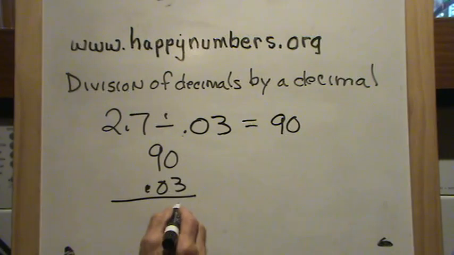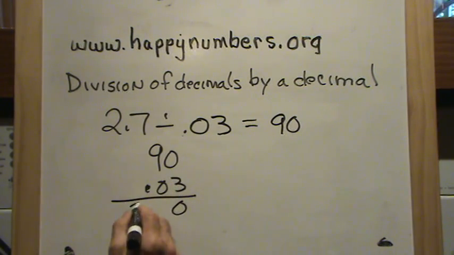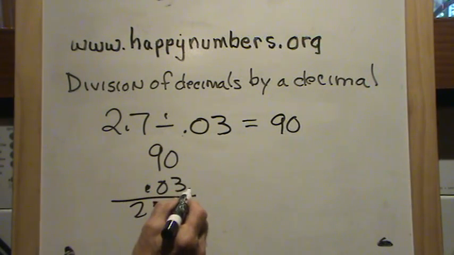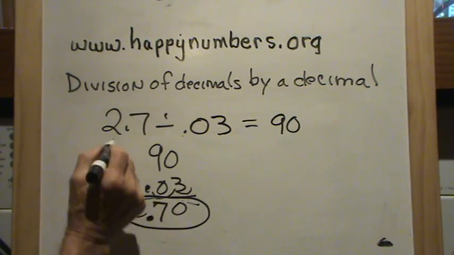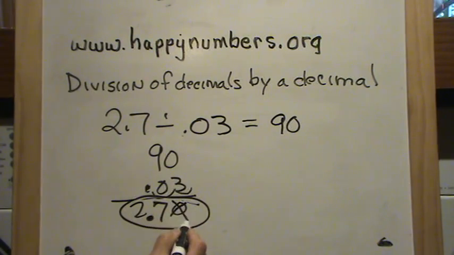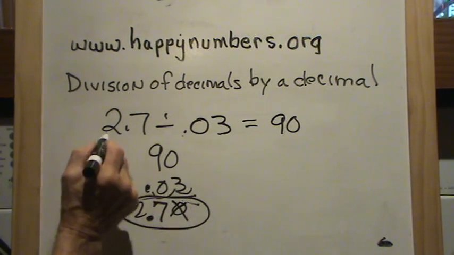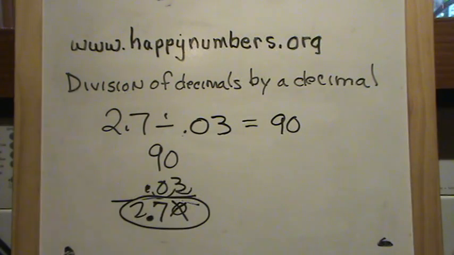3 times 0 is 0. 3 times 9 is 27. We don't multiply by 0 because that's 0. But we're multiplying, so we count our decimal places. 1, 2, 1, 2. And we can cross this off because that's a trailing decimal. And we get 2 and 7/10. So we know our answer is correct.